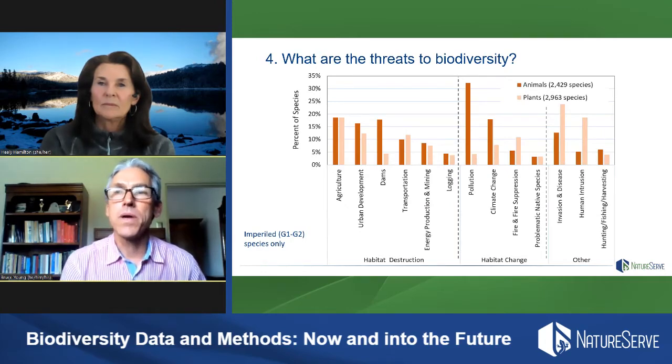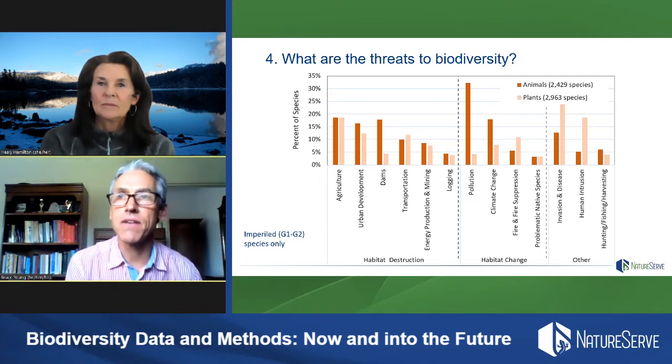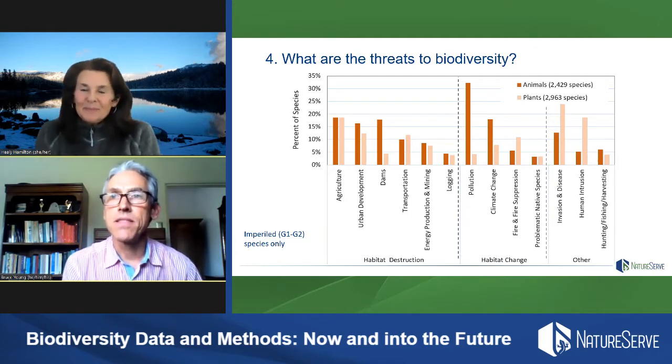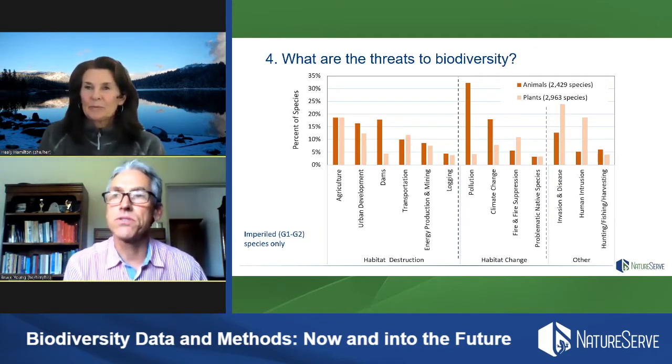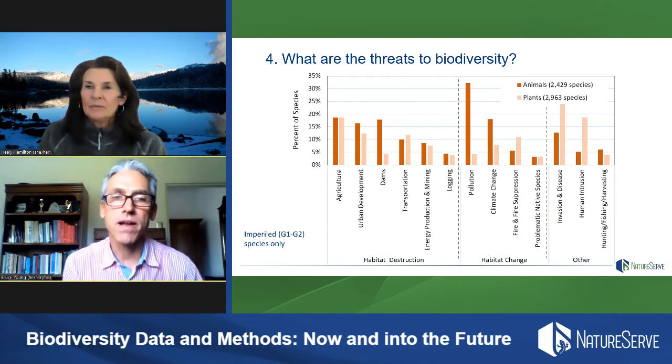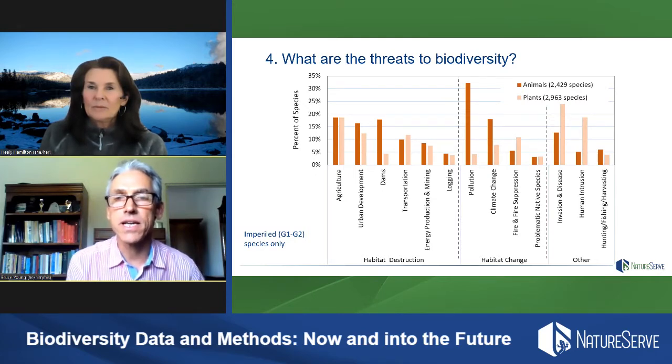Moving on, we can now look at the factors causing imperilment in plants and animals. Again, only NatureServe has information at such a comprehensive level for US plants and animals. This analysis is limited to species ranked G1 or G2, what we call imperiled. So you can see similarities in plants and animals that both are heavily threatened by agriculture and urban development. But for animals, many more species are threatened by pollution and climate change than for plants. Whereas on the plant side, many more species are threatened by invasive species and human intrusion. In this case, it's mostly from recreational activities.